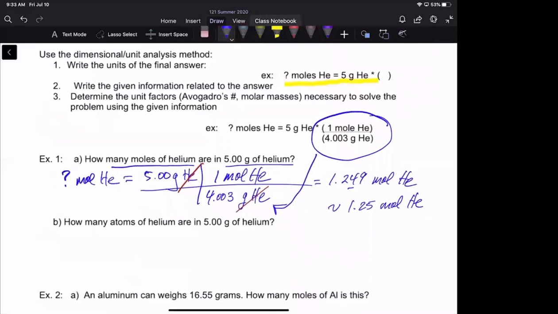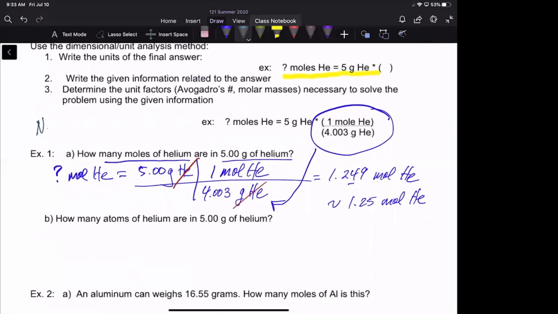How many atoms would that be? How many atoms? We're going to need to use Avogadro's number. So I'll write that as a factor up here. Na, Avogadro's number. That says 1 mole has 6.022 times 10 to the 23rd. Now in this case we're looking at helium, so we could just say a mole of helium has that many helium in it.